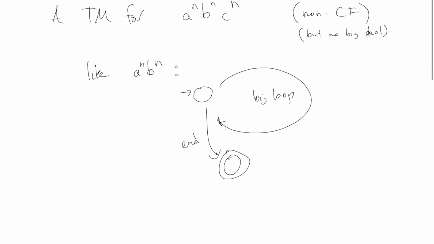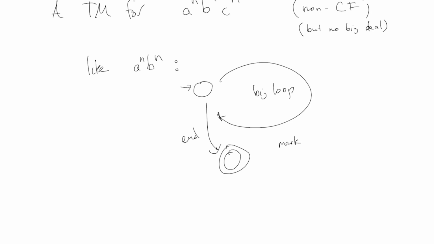And our strategy this time will be mark A, then move to the right, then mark B, and then continue to move to the right until you find and mark C. And then you go back to the beginning, and then do the whole process over and over again. This is the general strategy for how the machine is going to work.